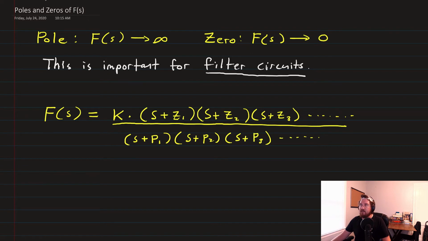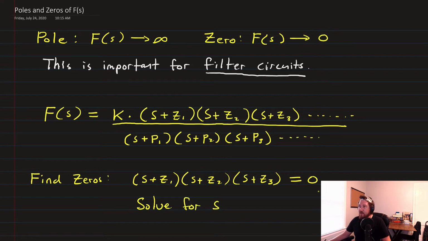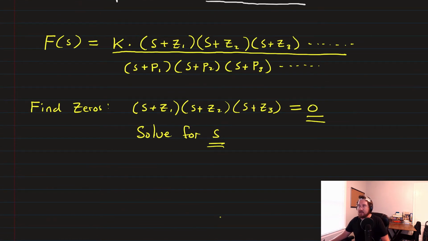Now the technique to find the zeros is pretty easy. We take this first polynomial expression, so let's just say s plus z1 times s plus z2 times s plus z3, and set it equal to 0 and solve for s. And wherever the function is equal to 0, whatever that s value is, that's what we're going to call our zeros. And the poles are exactly the same way.